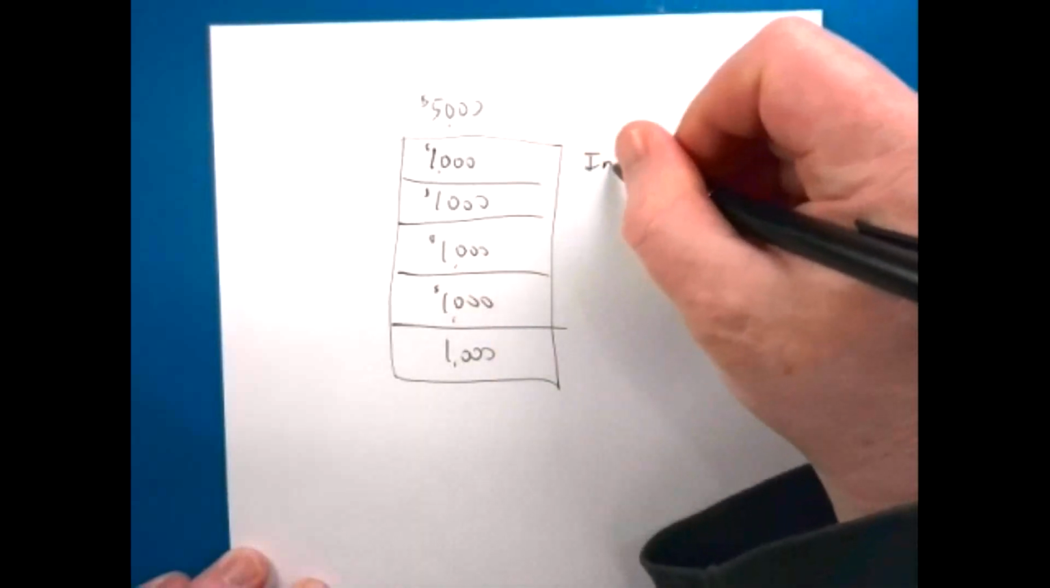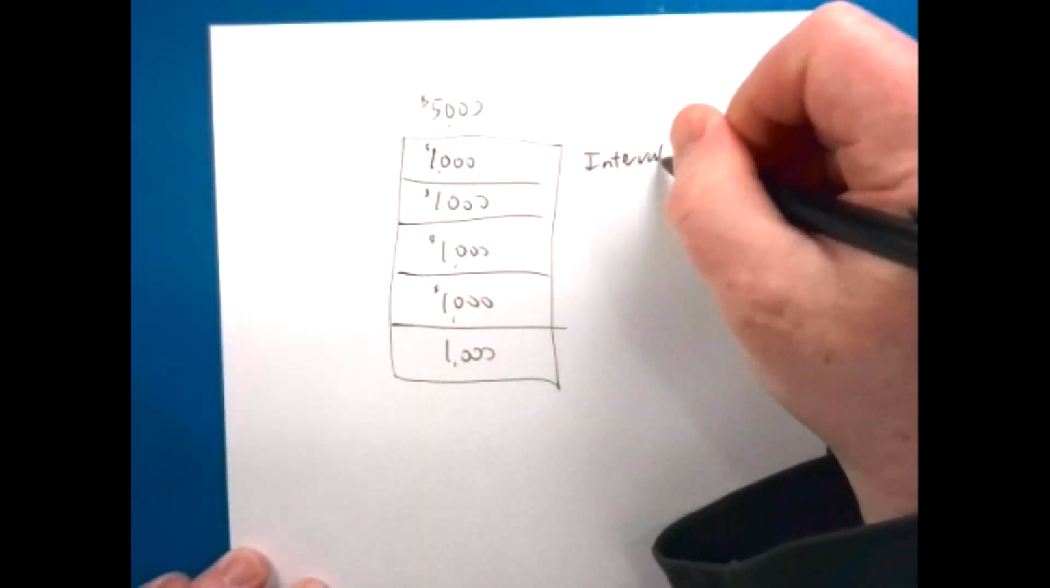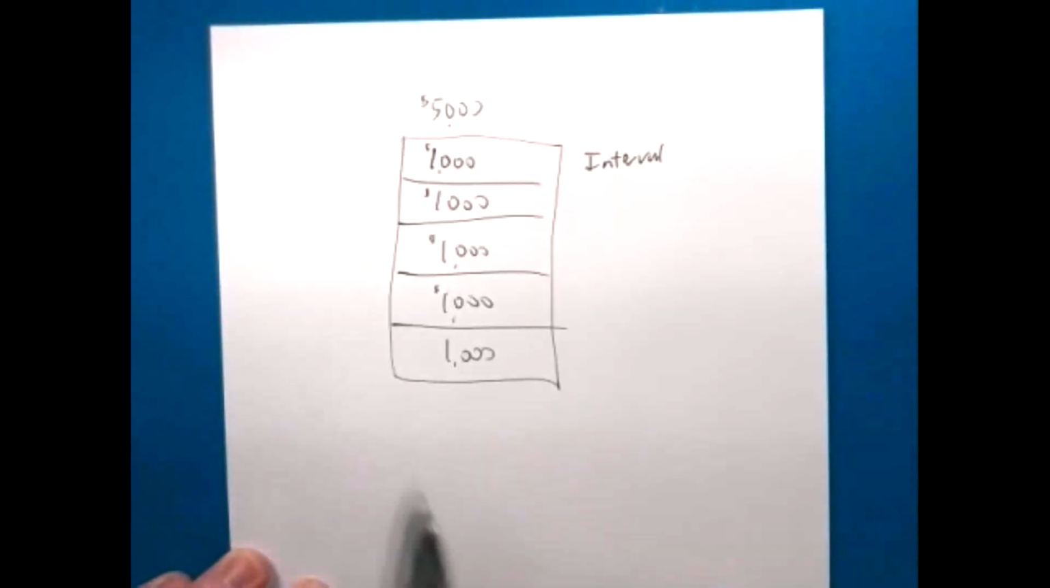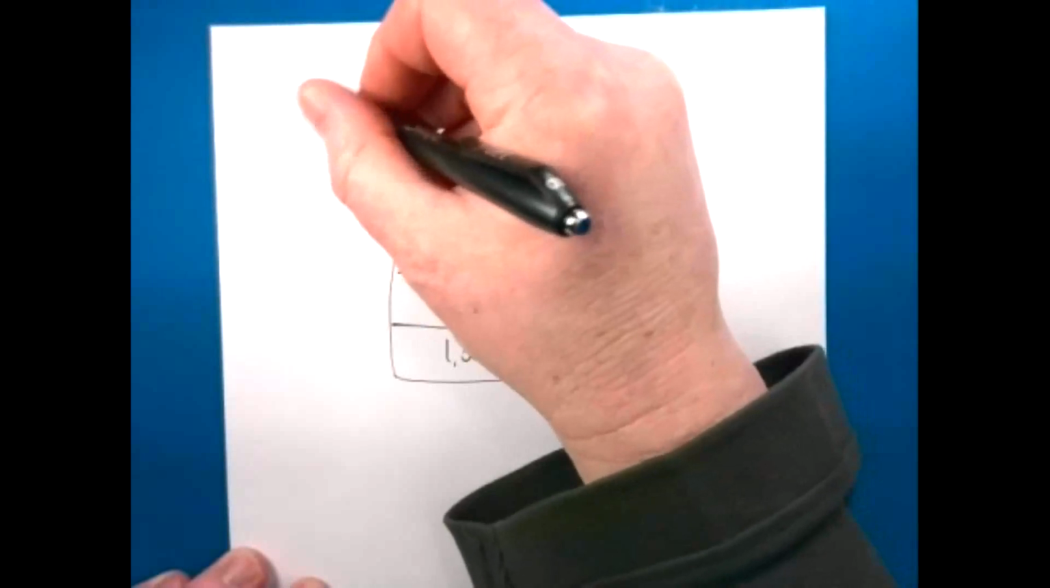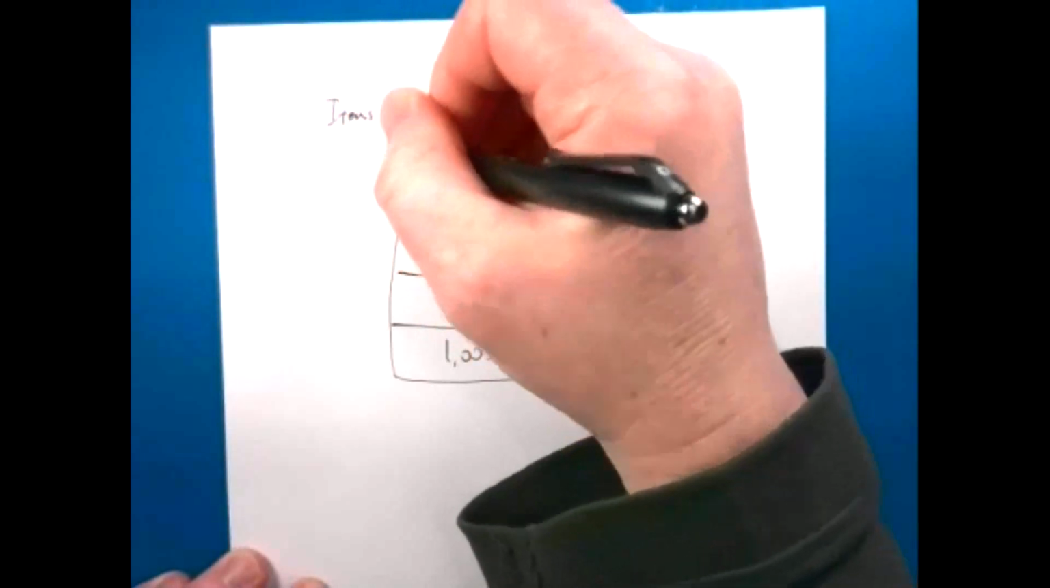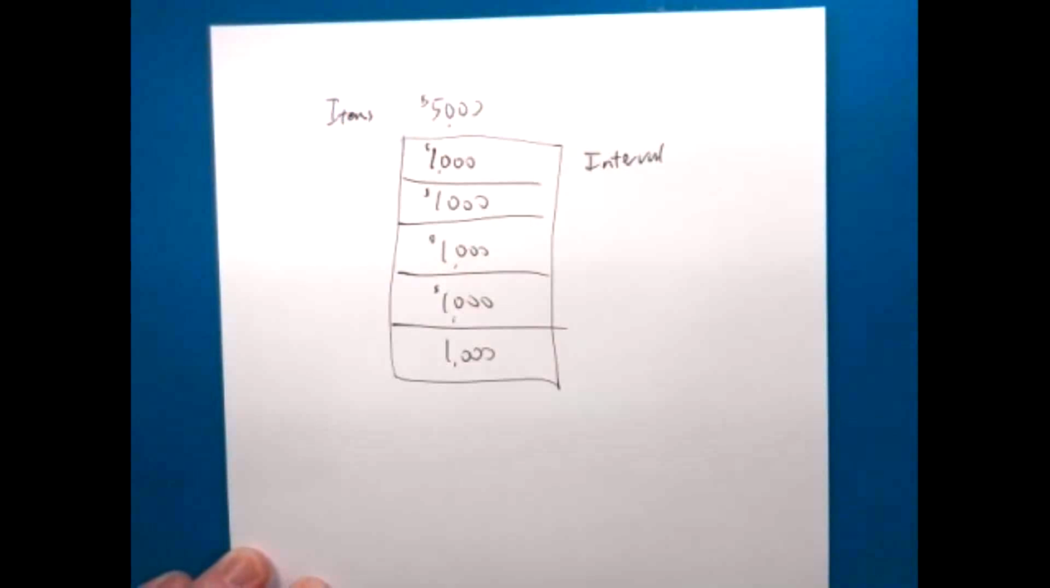That's what they call an interval. So we're going to have one item for each one of these. So we're, I'm sorry.